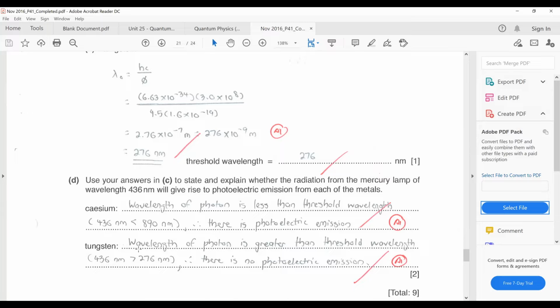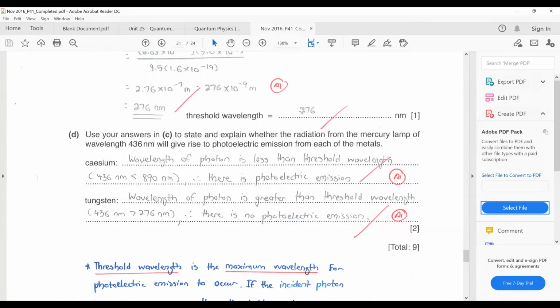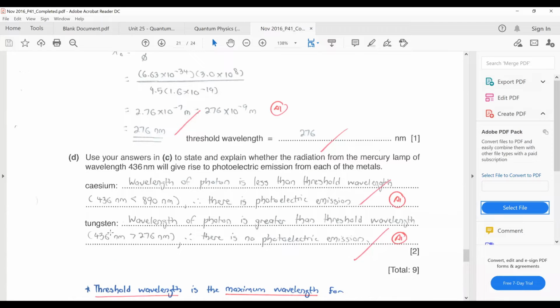Okay. Now on the other hand, you compare for tungsten. Tungsten is at 276 nanometers, the threshold wavelength. The wavelength of the photon from the mercury lamp is 436, which is more than the threshold wavelength, so there will be no photoelectric emission.